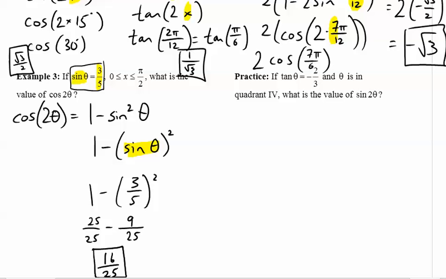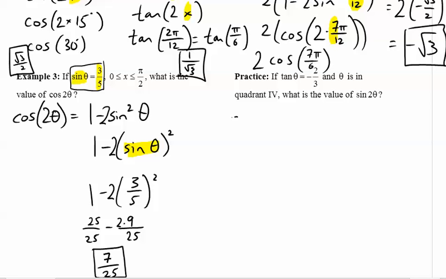Yeah. It says it's 1 minus 2 sine squared. Oh, I'm sorry. I forgot the 2. Let me fix this. So it's 7 out of 25. Otherwise, it would be cos squared theta instead of cos 2 theta.